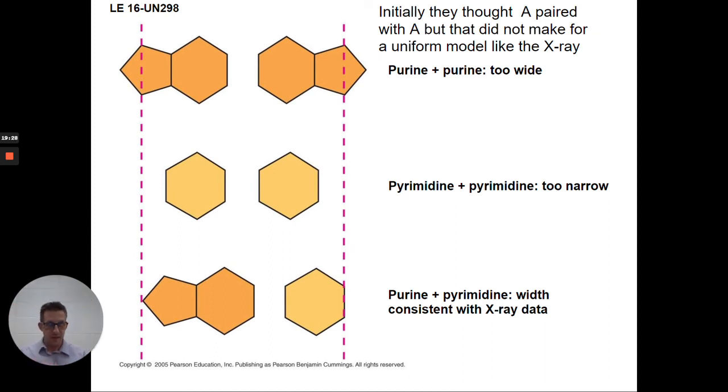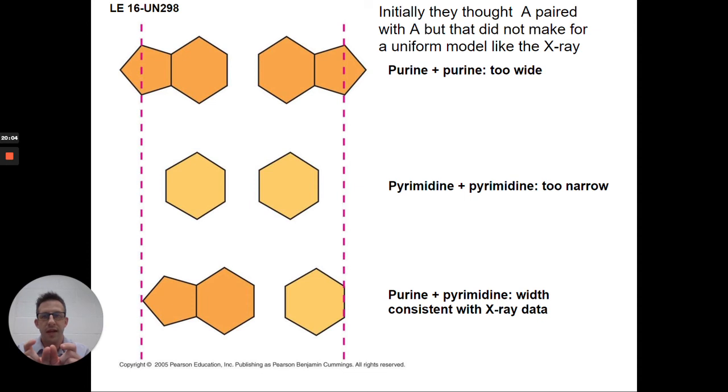They had to figure out that a certain way of putting these purines with the pyrimidines, the A's to the T's or the G's to the C's, would yield a certain width of DNA molecule. If you paired up a purine with a purine, so two double ring structures, it was too wide. It was wider than what they had measured in their experimentation. If you paired a pyrimidine with a pyrimidine, the single ring structures, it was too narrow.